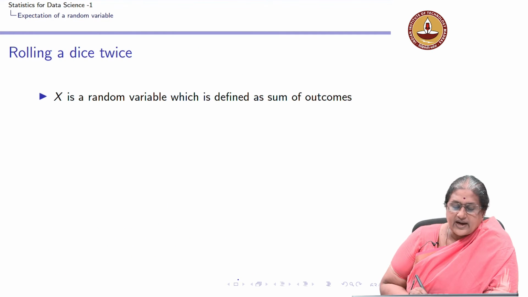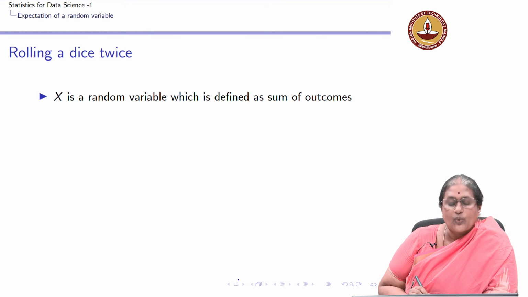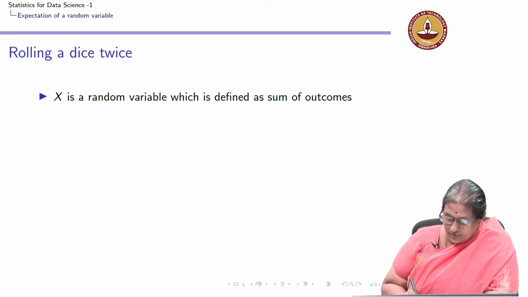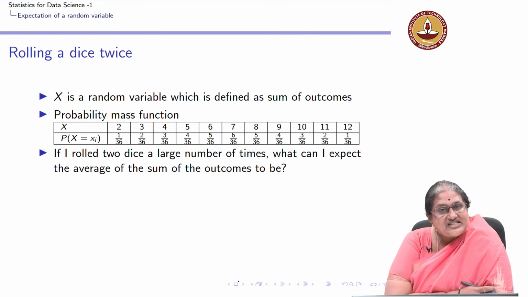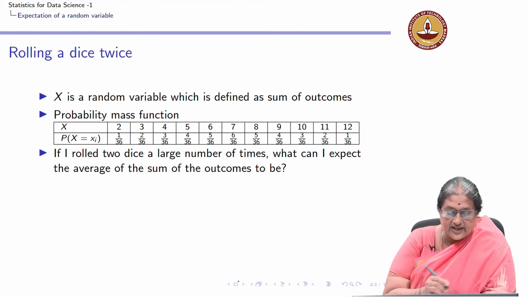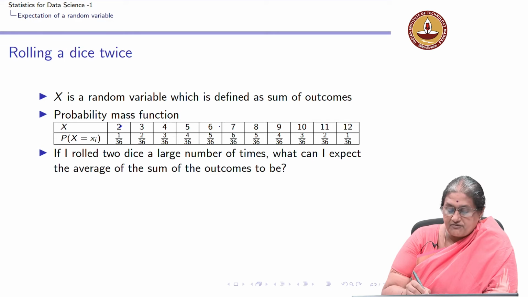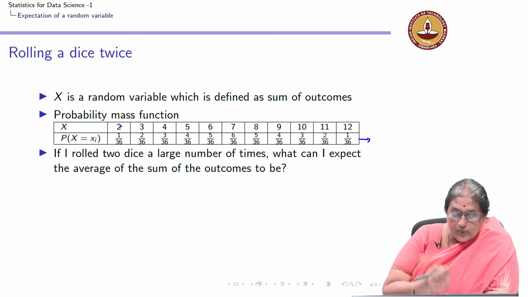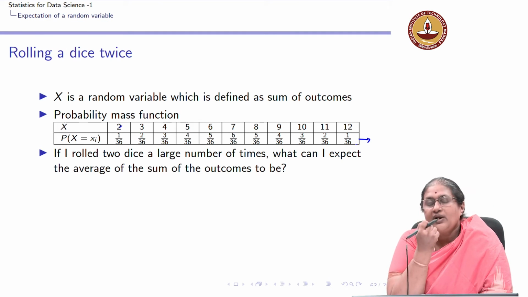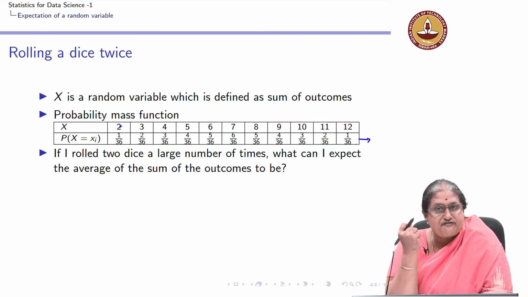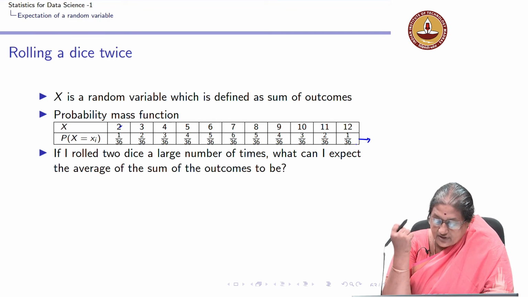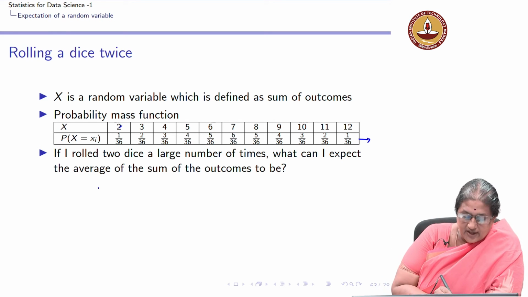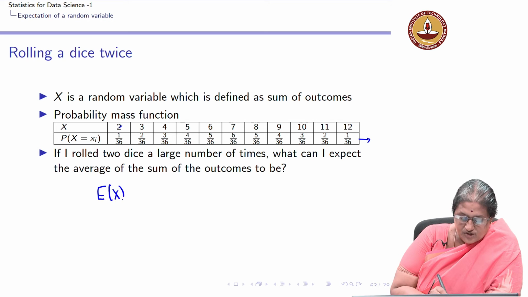So, let us look at a random variable where I am rolling the die twice. Again, recall we defined this random variable as the sum of outcomes. We saw that this was the distribution of this random variable. It takes values 2, 3, 4, 5, 6, 7, 8, 9, 10, 11, 12 with these probabilities. So, now the question is, if I continue to roll two dice for a sufficiently long period of time, what can I expect the average of the sum of outcomes to be? Again, expected value of x gives me the answer.